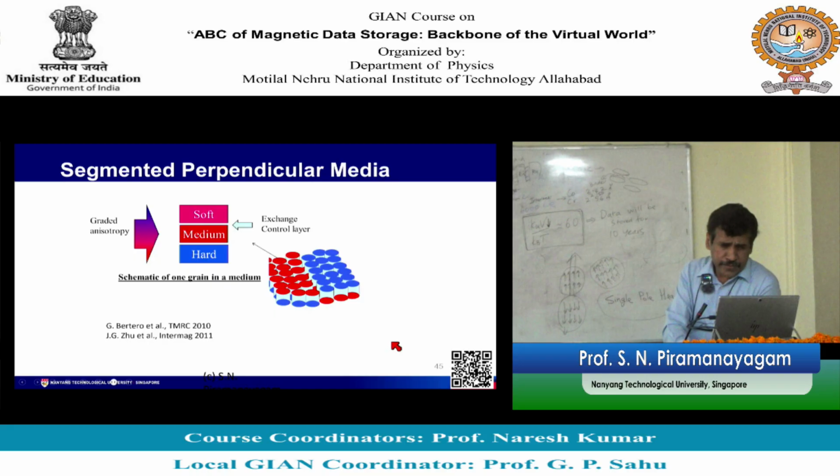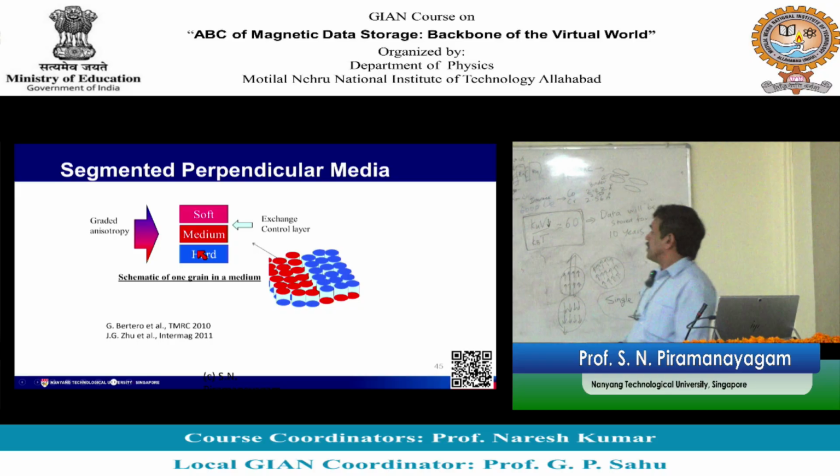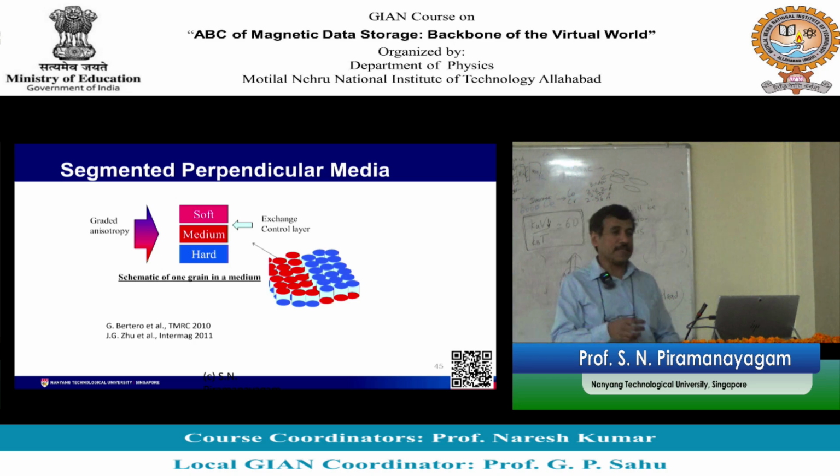Okay. So, as there are many approaches, it is called segmented perpendicular anisotropy. So, here you have soft, medium, hard. It's like having one layer with a 6 kilovolt, another layer with 8 kilovolt HK, and another layer with a 10 kilovolt HK, something like that.